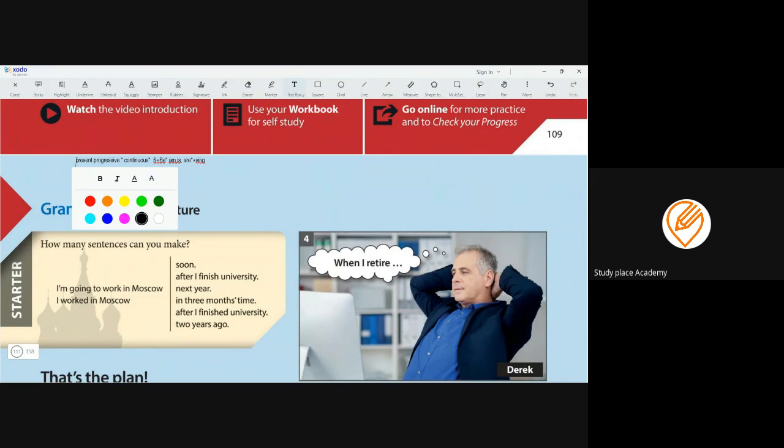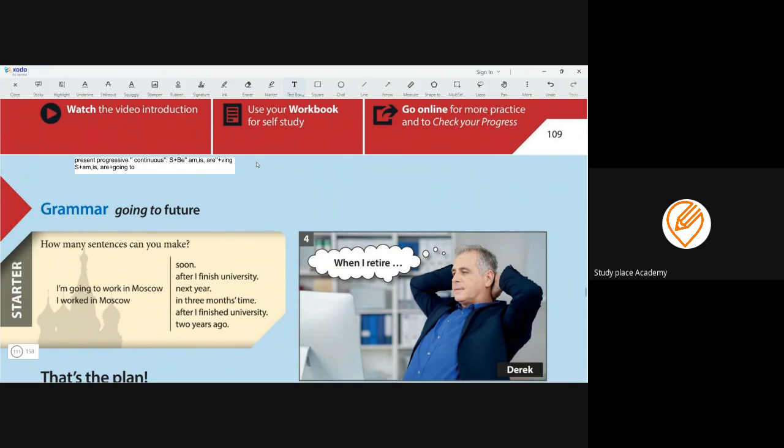So with I'm going to, the formation would be a subject, then in the present, is, am or are, plus verb-ing, which is I'm going to. And that's for the sentence. But we are going to make question and negative.